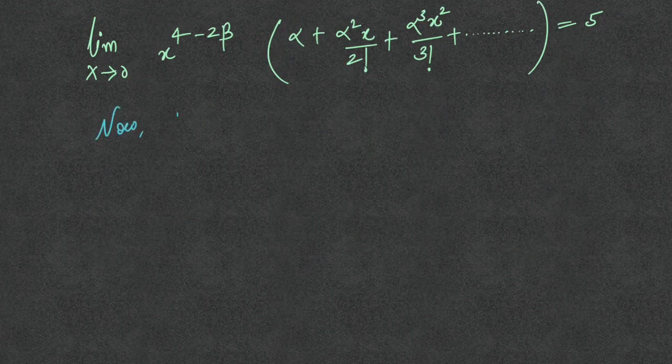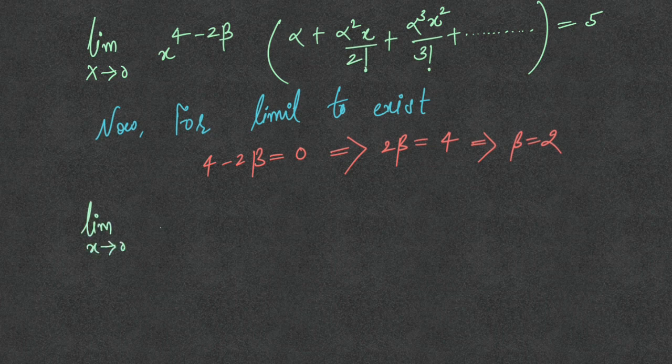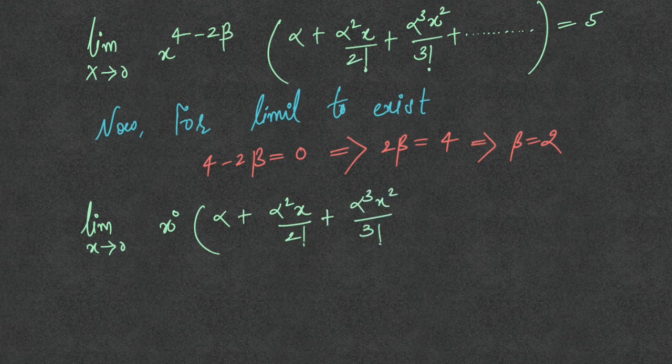Now for the limit to exist, 4 minus 2 beta should be equal to 0, which implies 2 beta equal to 4, and that means beta is equal to 2. It becomes limit x tends to 0, x to the power 0 into (alpha plus alpha square x upon 2 factorial plus alpha cube x square upon 3 factorial and so on) equal to 5.